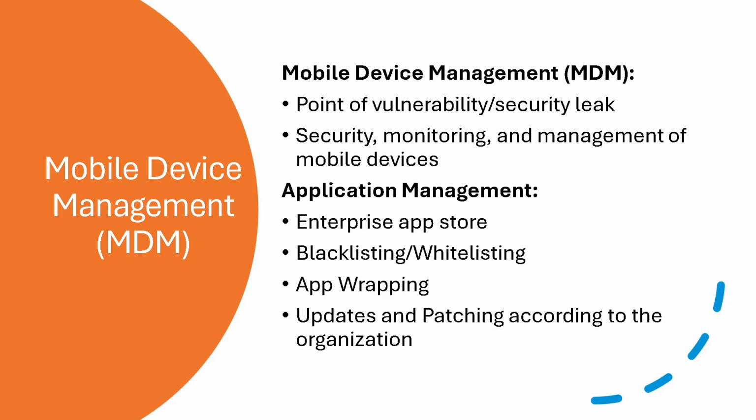Application Management. An enterprise app store contains applications that have been verified by the organization. Blacklisting refers to blocking certain applications and services, while whitelisting is the opposite. That means that it only allows certain applications and services to work on the device. App wrapping refers to securing an application by isolating it from other applications. Lastly, updates and patches are rolled out by the organization after testing.